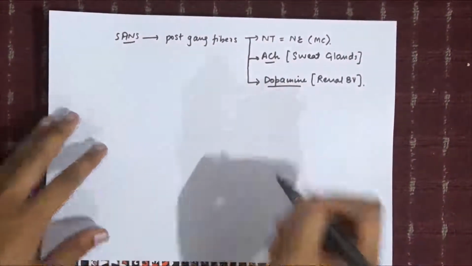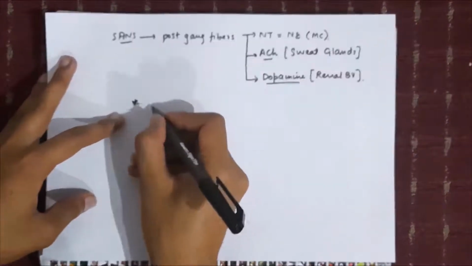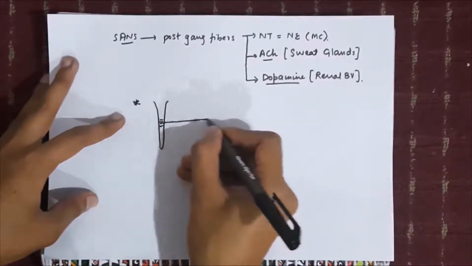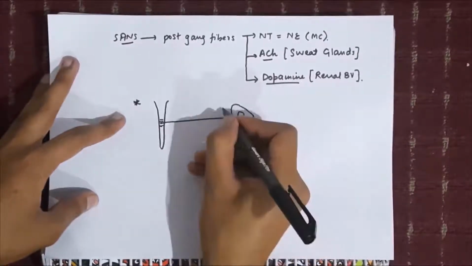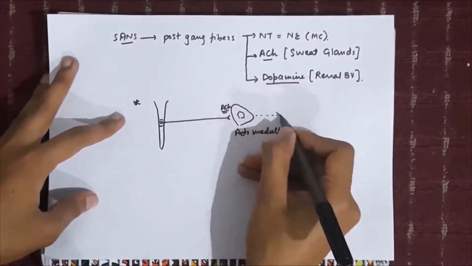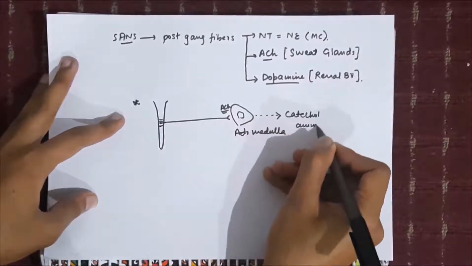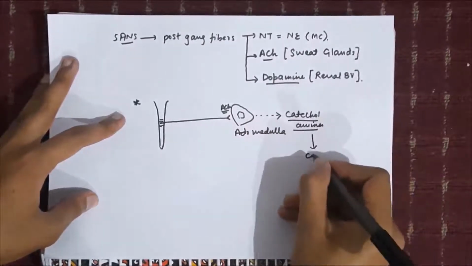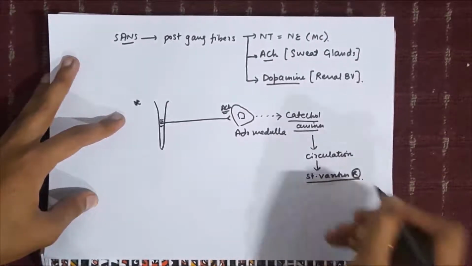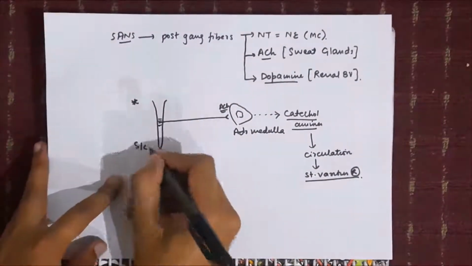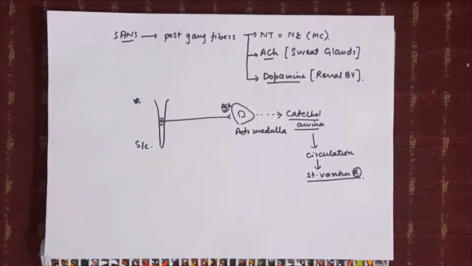Now the preganglionic fibers of sympathetic nervous system, say if this is a spinal cord and these are preganglionic fibers of sympathetic nervous system, they innervate adrenal medulla. The neurotransmitter involved here is acetylcholine, and on this innervation, adrenal medulla releases various catecholamines into the circulation, and these catecholamines then through blood act on various receptors, that's various adrenergic receptors.